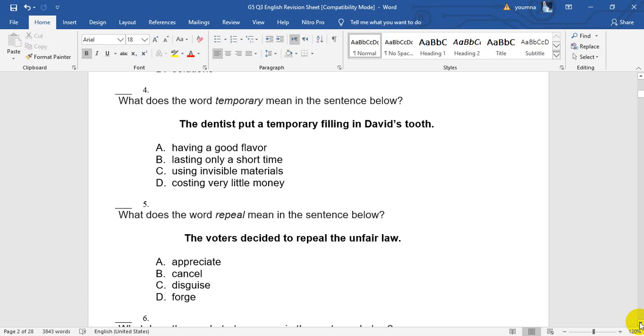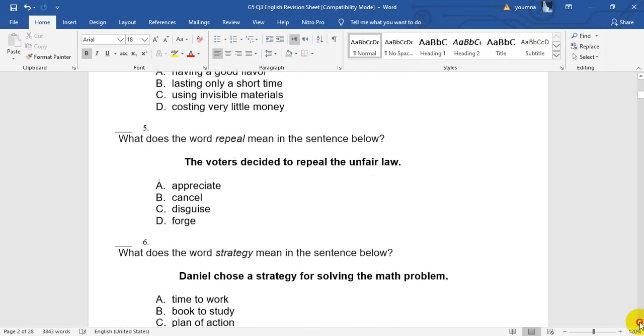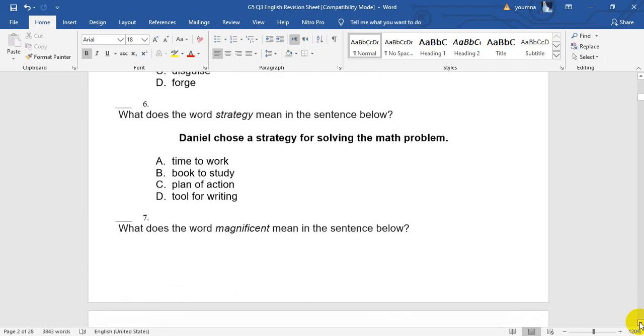When somebody feels that the law is unfair, they will repeal it. So repeal here will be, yes, B, cancel. Cancel the unfair law. Let's move to number 6.